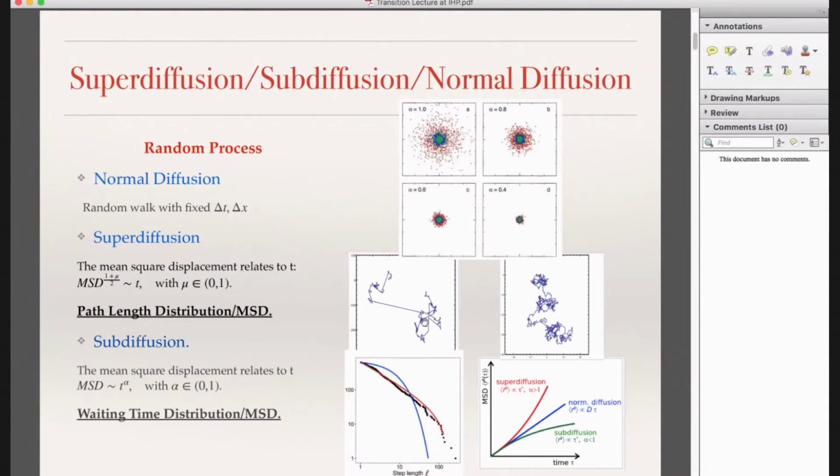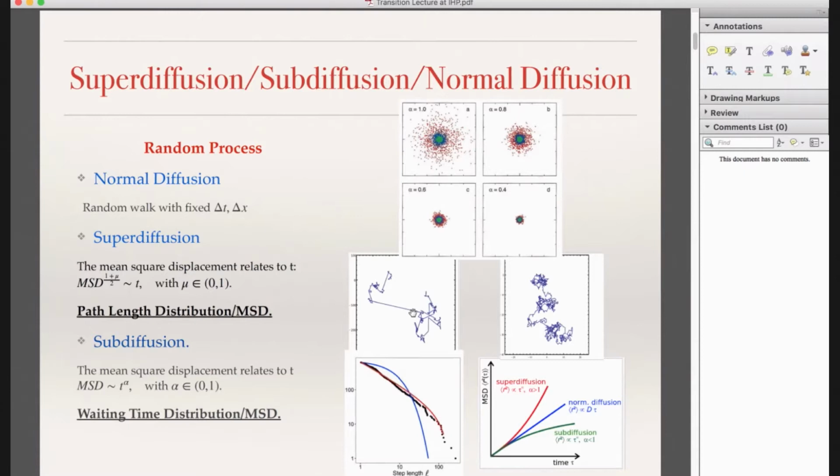Well, these two pictures show a typical trajectory comparison for super diffusion and normal diffusion. For super diffusion, we can see a non-negligible number of long jumps, so the particles can jump from one place to another quite quickly. For normal diffusion, we don't see this. So for super diffusion, the particle spreading is much faster than normal diffusion.